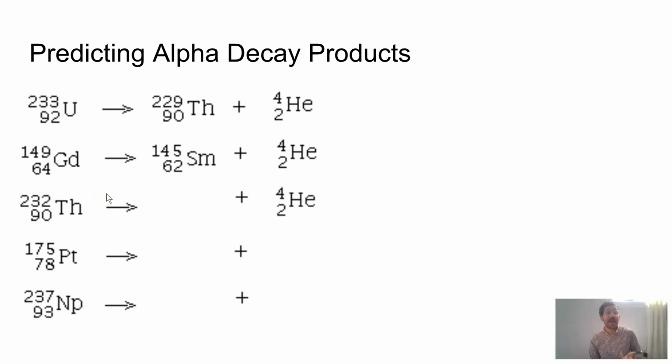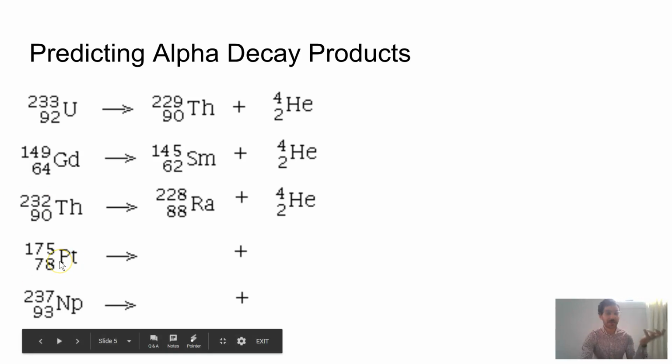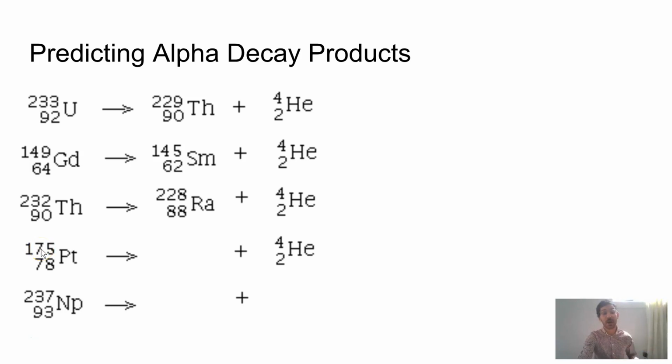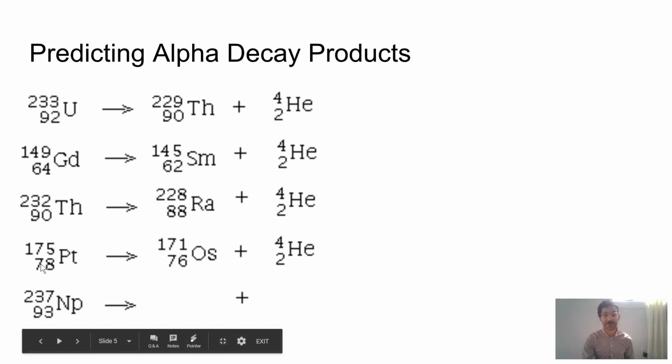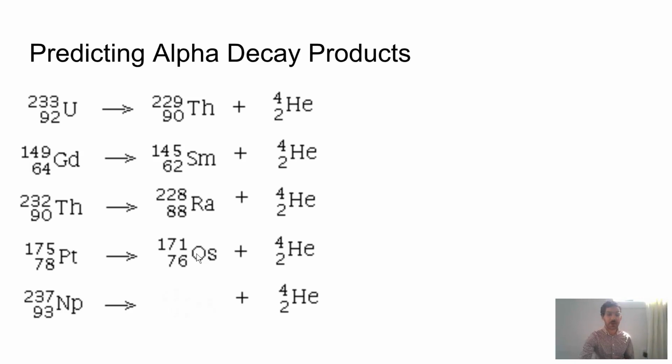Thorium, if that undergoes alpha decay, is going to give us a mass number of 228 and an atomic number of 88, to give us some really cool radon 228. If platinum 175 undergoes alpha decay, you get the picture. This is going to make something with a mass number of 171 and an atomic number of 76. We can look up 76 on the periodic table and see that it's osmium. So this would be an alpha decay of platinum 175 to give us osmium 171. And last, this neptunium can give us some real cool product, but I don't even remember the name off the top of my head. I never deal with rare earth metals.